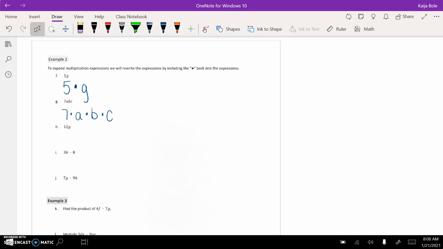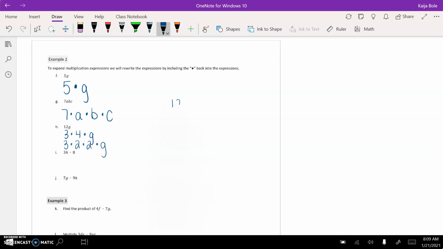Now with the number 12, we can pull it apart. So think of two things that multiply to make 12. Maybe we could do 3 times 4. So 3 times 4 times g. And then you should always double check, can I pull apart any of those numbers any further? And yes, 4 is 2 times 2. So we could do 3 times 2 times 2 times g.